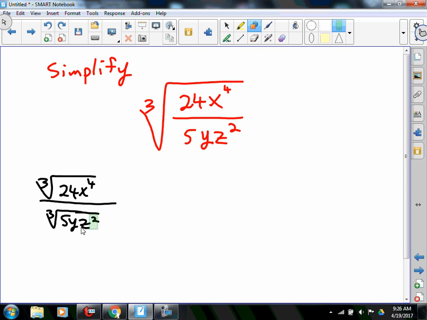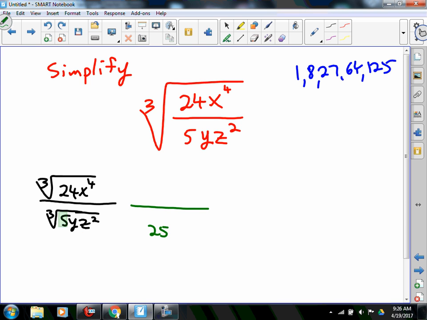So let's think of our perfect cube list again. Perfect cubes: 1, 8, 27, 64, 125. I need to take this 5 and multiply it by something that's going to make it a perfect cube. If I multiply 5 by 5, that gets me 25, which is a perfect square, but I'm trying to get a perfect cube. If I multiply that by 25, that's going to make 125. That's going to make a 125 under this third root, which will be a unicorn. Okay.